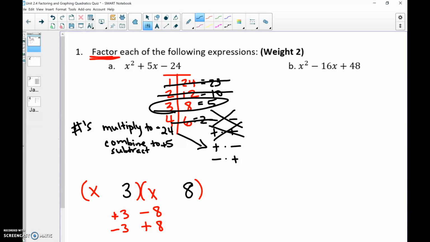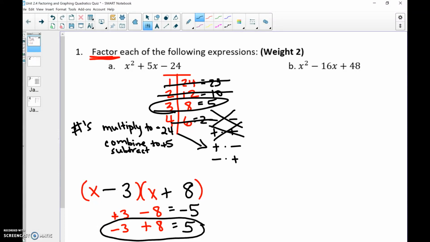Well, what's positive 3 minus 8? That equals negative 5. Negative 3 plus 8 is positive 5. Well, which one am I trying to get, positive or negative 5? Up here you can see it's a positive 5x, so I want this one. So that means it's x minus 3 and x plus 8. And that's how I pick my answer.